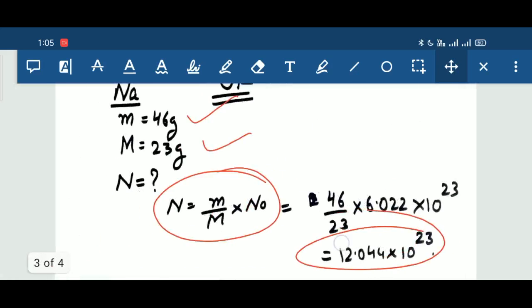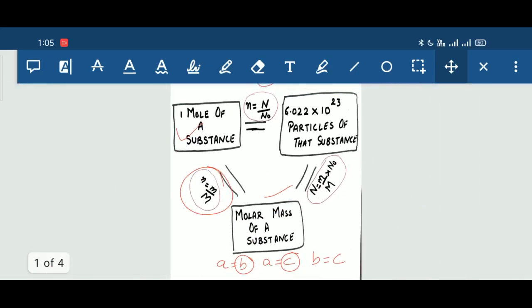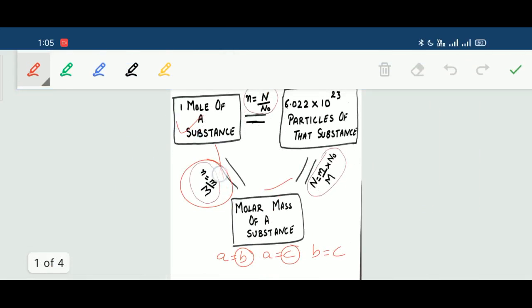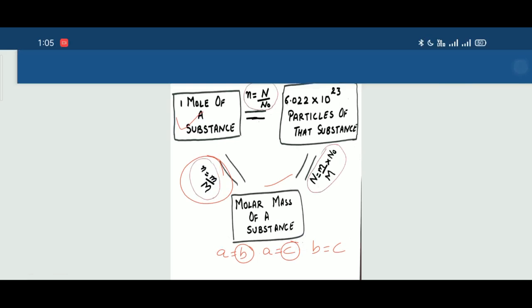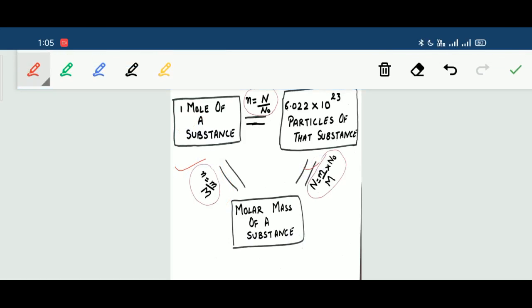So in short we can say that if we learn this diagram, this triangular relation between mole, particles and mass, we can solve any question related to mole concept. Okay, you can either use the unitary method or you can use these formulas which will establish the relation between the two different terms.